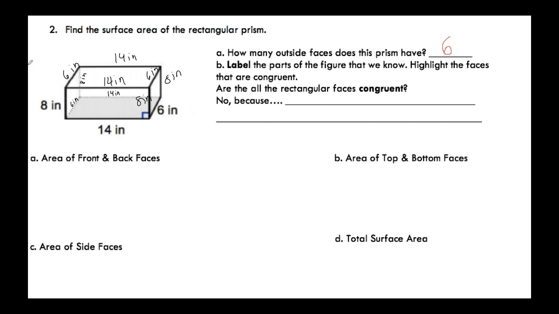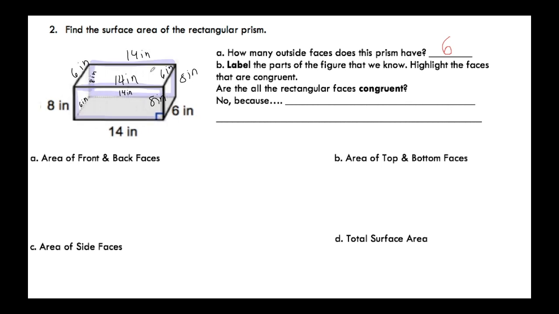So now I'm going to highlight the faces that are congruent to each other like we did on that last rectangular prism. And again, I have my front and my back. If I look at the front, it's 14 times 8. If I look at the back, I also have 14 by 8. I'm going to highlight those the same color. You can go ahead and highlight that using your own highlighters or color pencils or whatever you might have on you to make sure you know the distinction between the two rectangular faces.